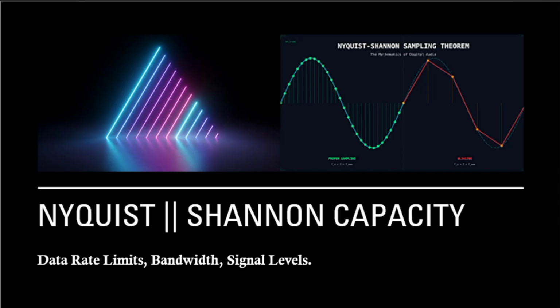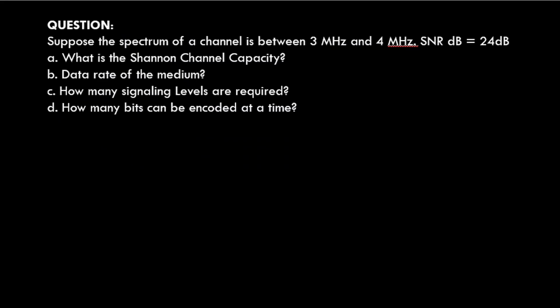Now, in attenuation, when we are looking at analog signals, the only way we can boost them is the use of amplifiers. And whenever we are dealing with digital signals, we use repeaters.